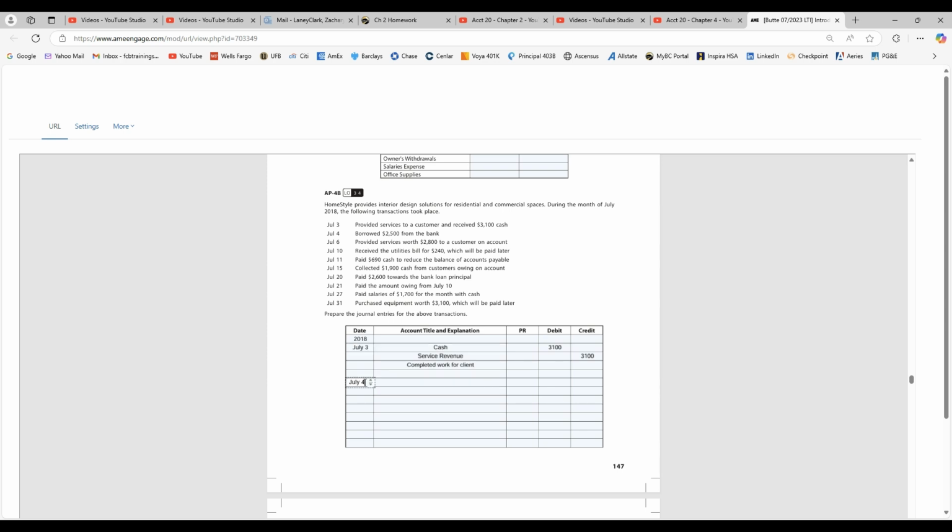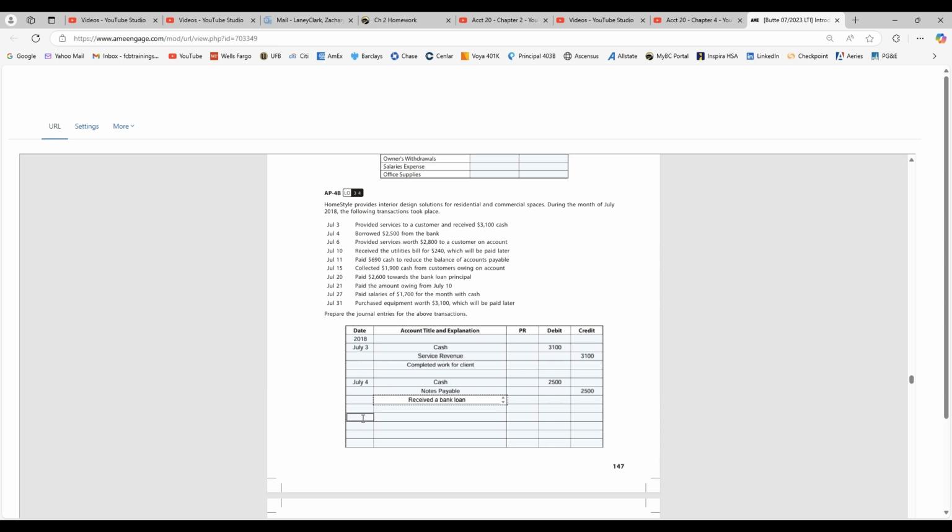Okay, let's say July 4th, borrowed $2,500 from the bank. So again, we're getting cash in, and we're going to take on a debt for that loan. So we'll have notes payable as our credit account, and that was $2,500. So cash goes up and our liability goes up also. And we'll put a comment in here, received a bank loan.